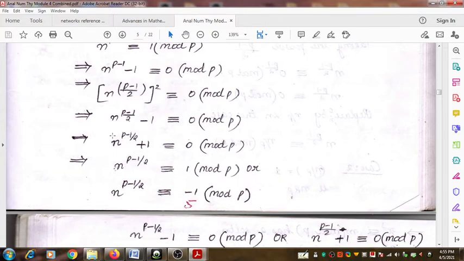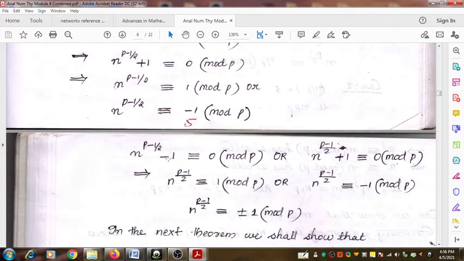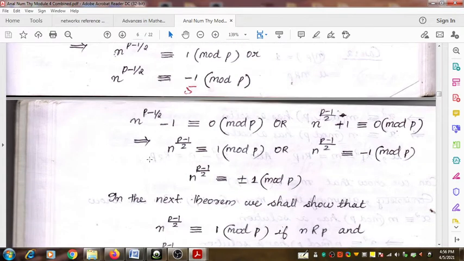What is the result of this? Hence this statement can imply two congruences. The first congruence is n raised to (p minus 1)/2 minus 1 is congruent to 0 mod p. Either this statement or the second statement, n raised to (p minus 1)/2 plus 1 is congruent to 0 mod p. Either the first one or the second one will be correct. Both can also be correct, but in general you can say that either the first statement or the second statement will be true. So that is the outcome of using little Fermat's theorem.